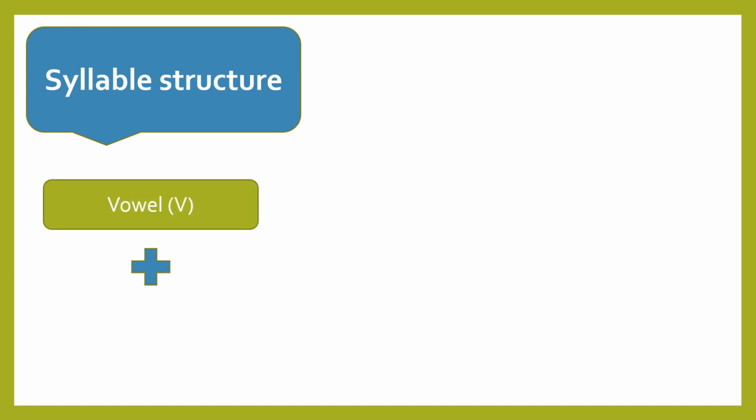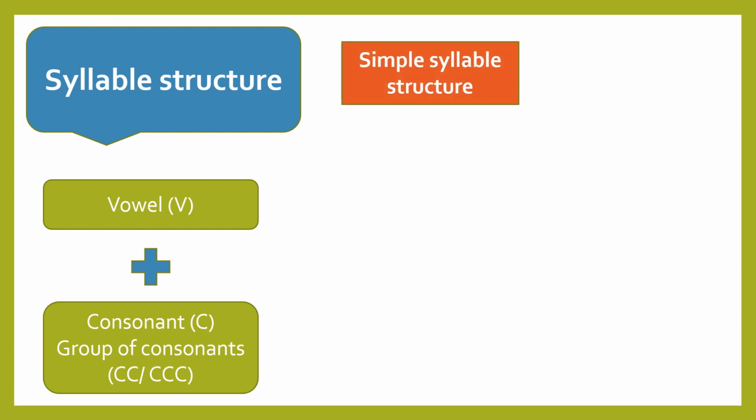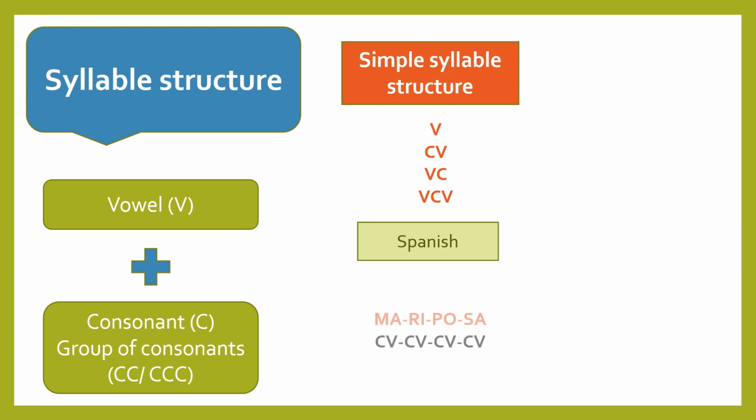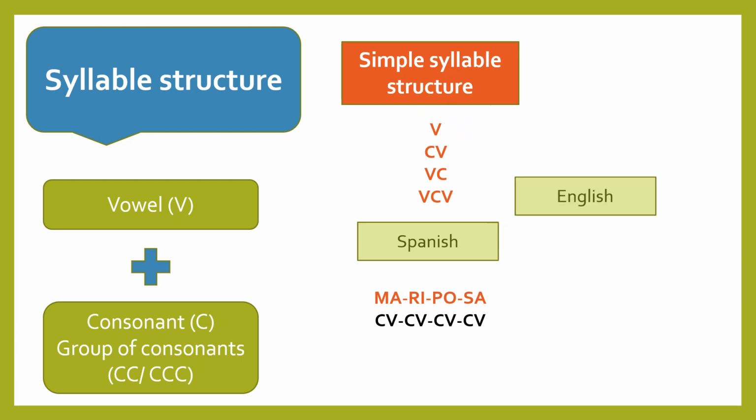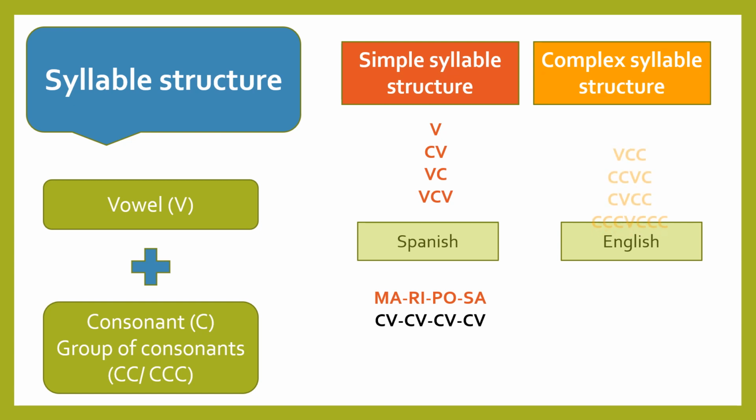A syllable is a unit of one or more sounds, and the syllable structure consists of a vowel in combination with a consonant or group of consonants. There are languages with a simple syllable structure with limited consonant-vowel combinations. Spanish, for example, has only a simple syllable structure that is visible in the word mariposa. Other languages have a more complex syllable structure, like English, that is evident in the word strength, for example. For more information about the syllable structure, see the video about syllable structures.